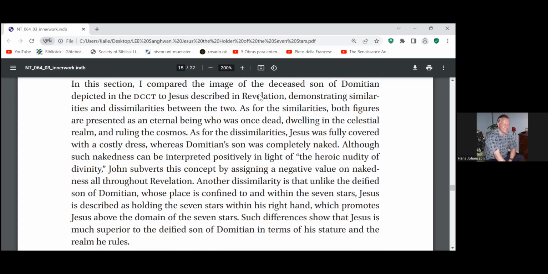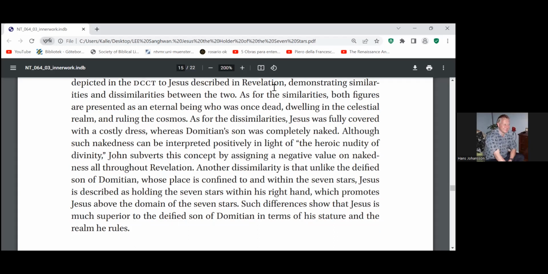In this section, I compare the image of the deceased son of Domitian, depicted in DCCT, to Jesus described in Revelation, demonstrating similarities and dissimilarities between the two.